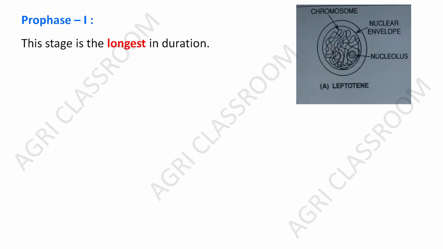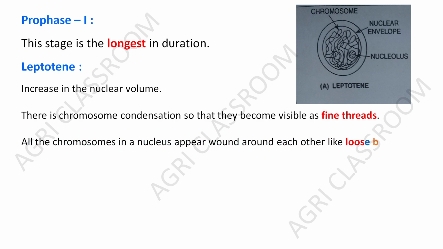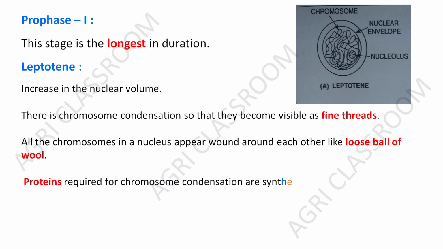First prophase. This stage is the longest in duration. This stage is divided into 5 substages, which are explained below. Leptotene: increase in the nuclear volume. There is chromosome condensation so that they become visible as fine threads. All the chromosomes in a nucleus appear wound around each other, like a loose ball of wool. Proteins required for chromosome condensation are synthesized.